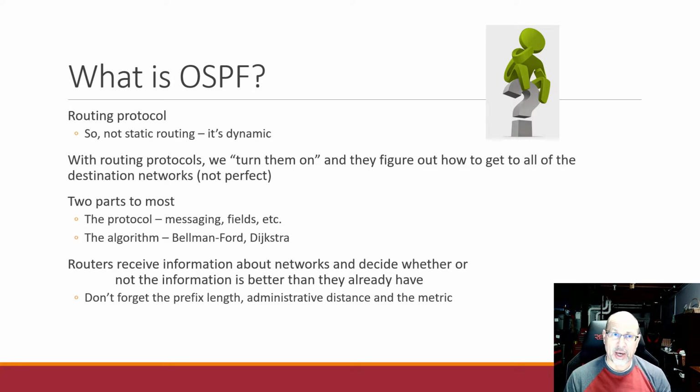If we're talking about two routes that have the same prefix length and the same admin distance, meaning they were learned via the same protocol, then we look at the metric. And the metric is an evaluation of the path to the destination, either how far away it is, or the speed of the links, or both. And so the metric is sort of the last stop. But we need to go through that process to determine if we're going to accept the new information.